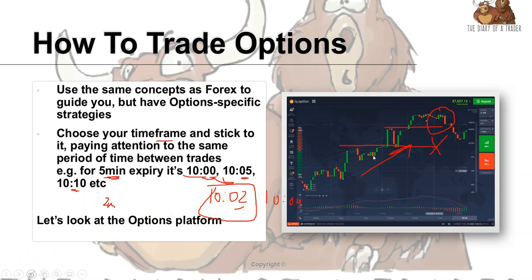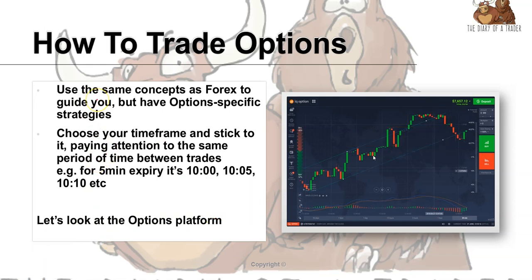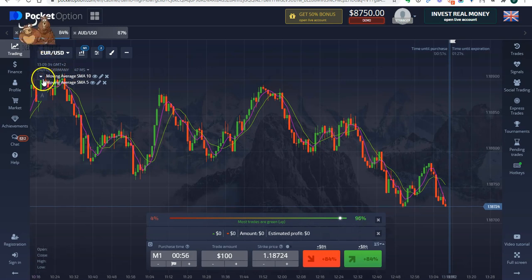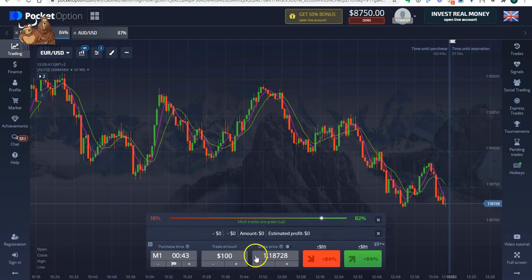Okay, so let's look at an options platform and see how it works, so you can have a look at it in practice. On an options platform, we've got the time period right here. After 1 minute, we've got a 1 minute expiry. We've also got the total amount that we want to risk, which we can choose.